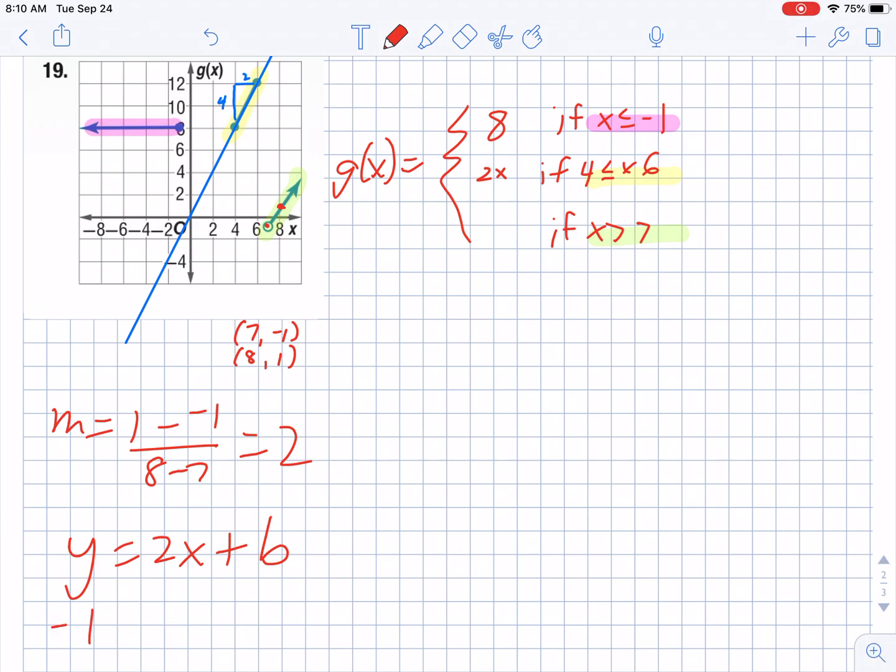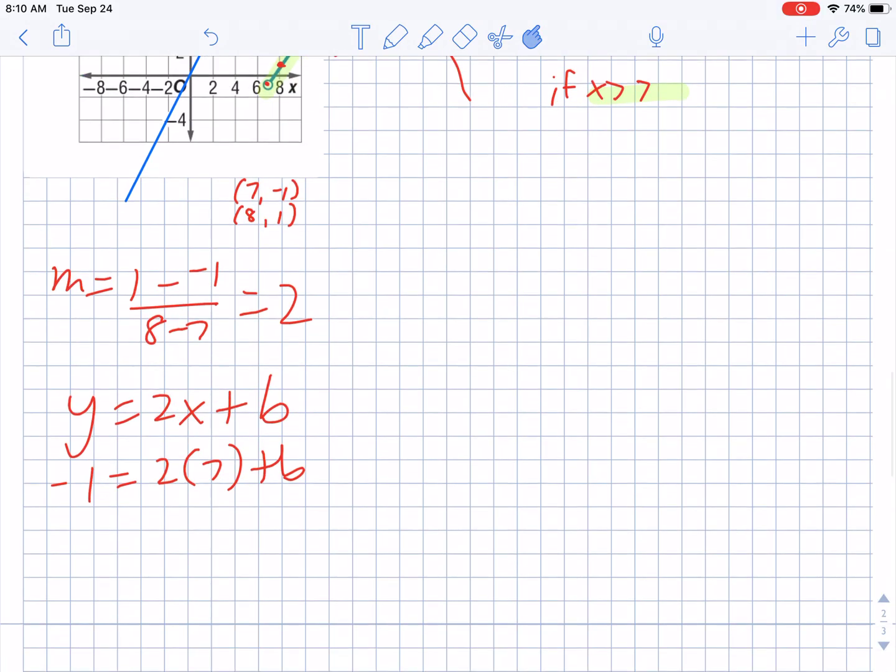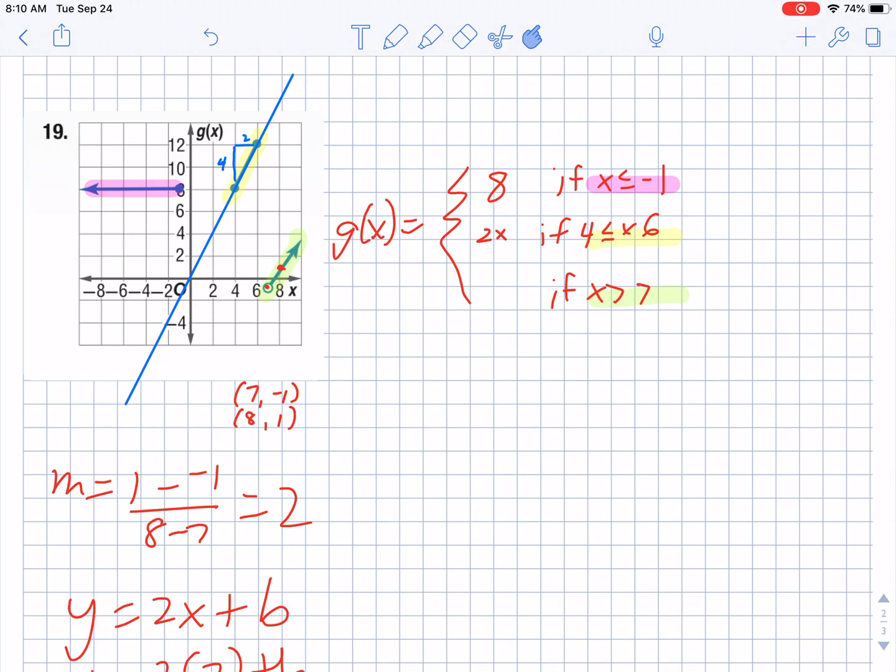So I'm going to use the first one. Use -1 for y, plug in 7 for x, solve for b. And so I have b plus 14 equals -1. So b equals -15. So my equation is just y equals 2x minus 15.